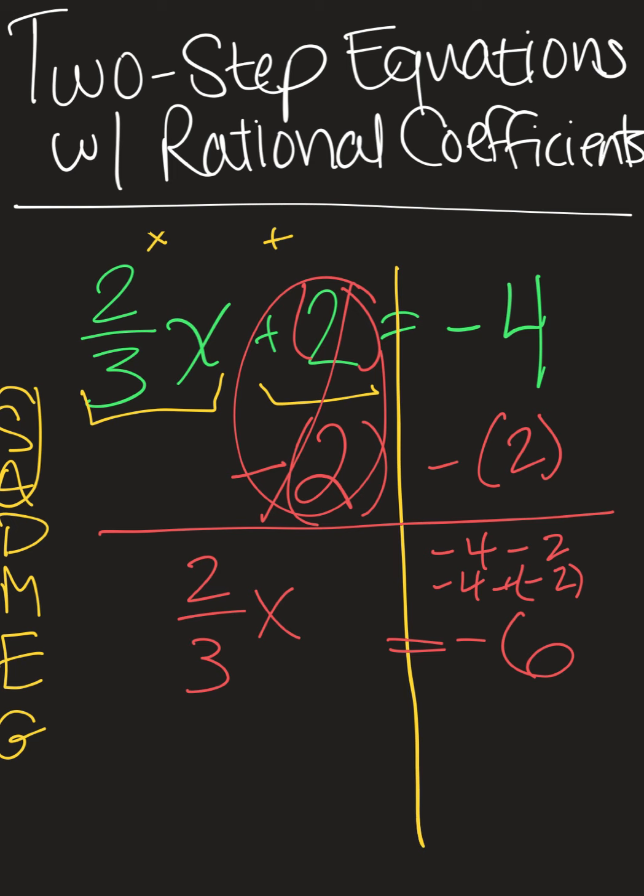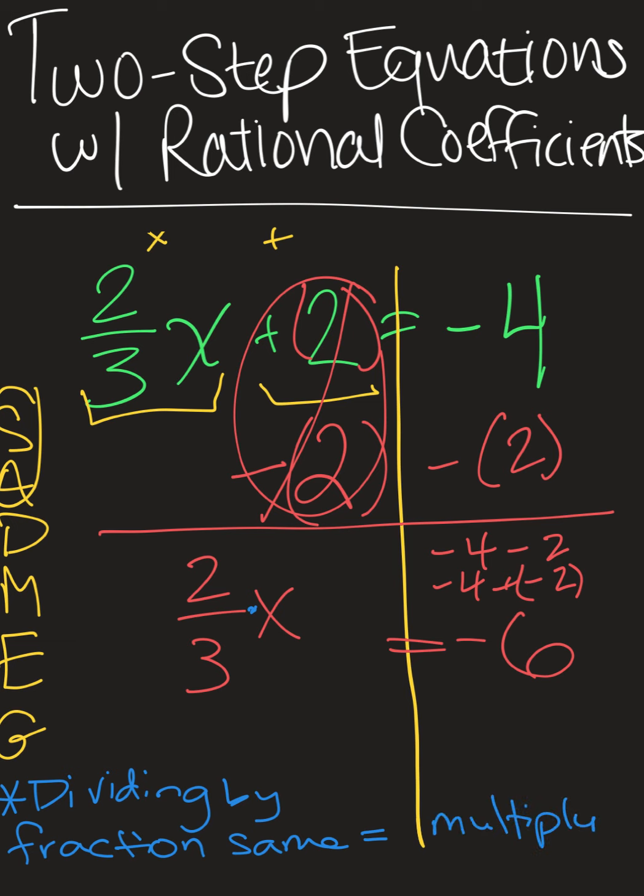x is not alone. So I'm multiplying by 2/3. So the opposite is to divide by 2/3. But remember, dividing by a fraction is the same as multiplying by the reciprocal. If you don't remember what reciprocal is, remember that's where we flip the fraction, okay? So if I divide by 2/3, that is the same thing as saying times 3/2.